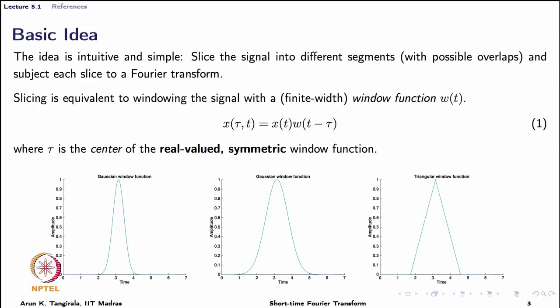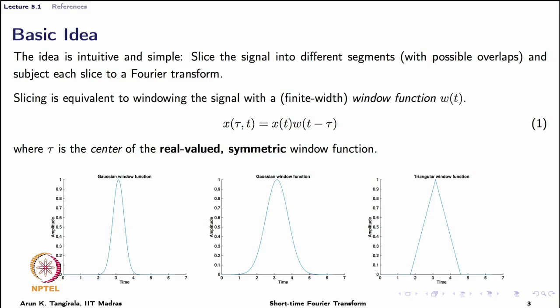I think we are familiar with the basic idea of the short time Fourier transform. We had discussed this in the introductory lecture as well. The main idea is to slice the signal into different segments so as to gain time localization and then subject each segment to a Fourier transform. So, that remains the basic idea. The rest are all flavors of this idea.